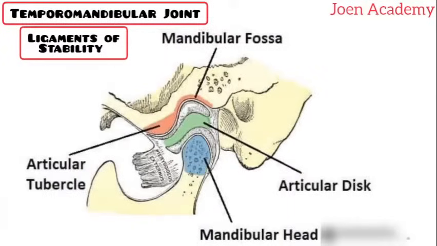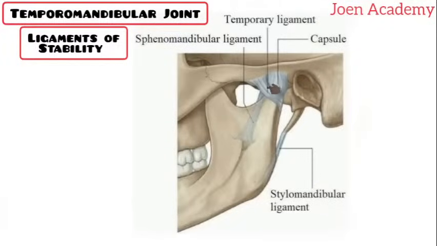There are three extracapsular ligaments seen in the joint. There are the lateral ligament, the sphenomandibular ligament, and the stylomandibular ligament. The lateral ligament runs from the articular tubercle to the mandibular neck. It is a thickening of the joint capsule and it acts to prevent the posterior dislocation of the joint.